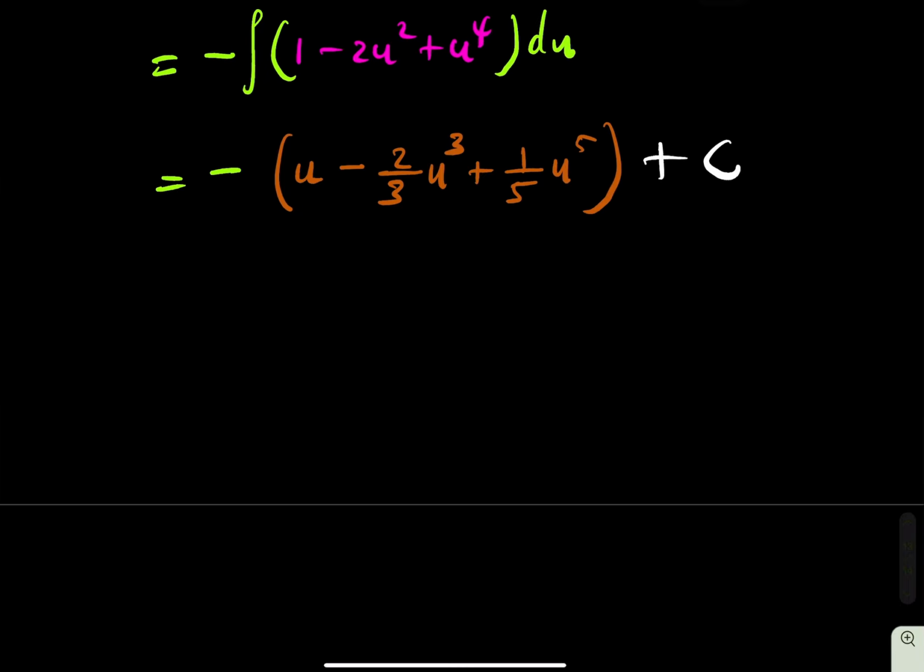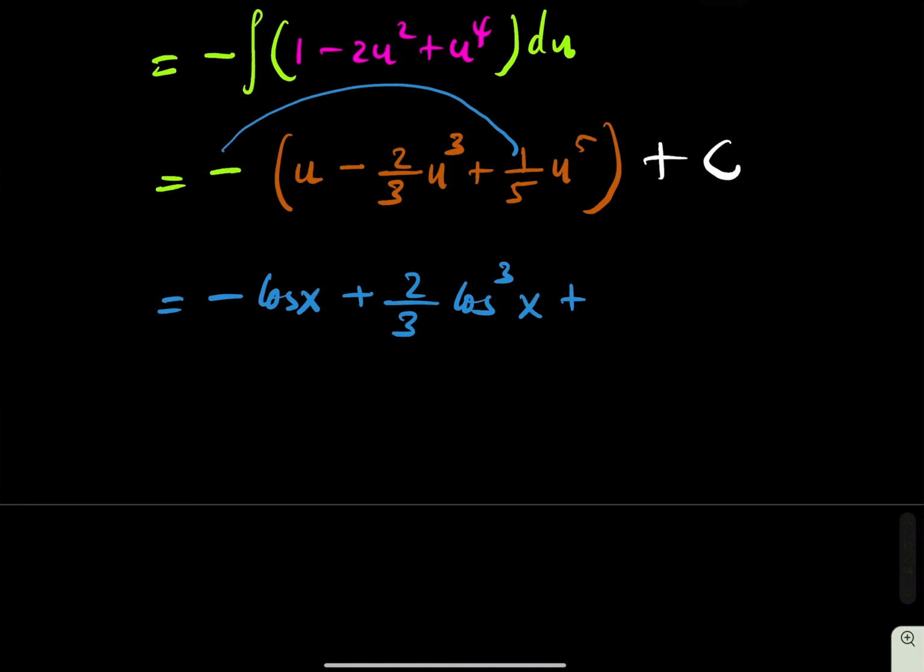Now you need to plug back your u. So this is minus u, which is minus cos x. And then this time that is positive, so it's plus 2 over 3 cos to the power 3 of x, plus now this time that is becoming negative. So I may need to refrain from that and say it's minus 1/5 cos to the power 5 of x, and then you need to put the plus c there.